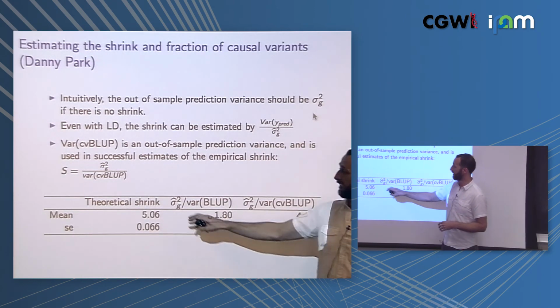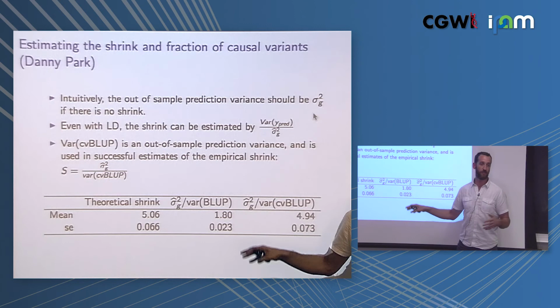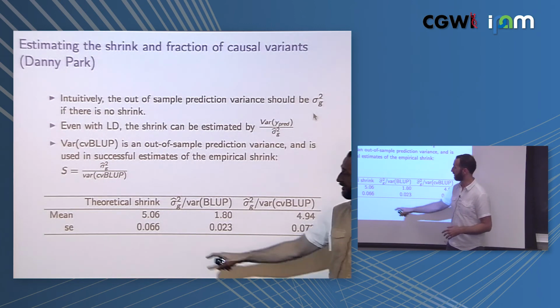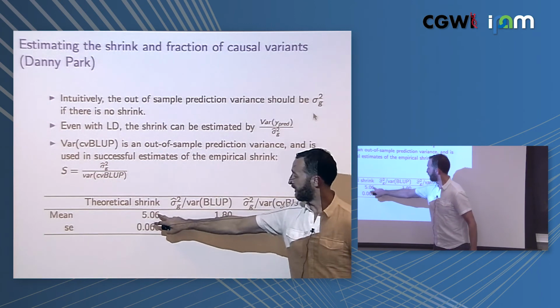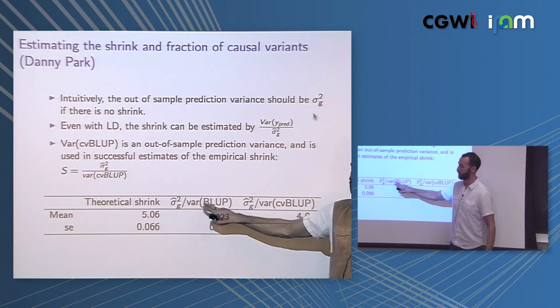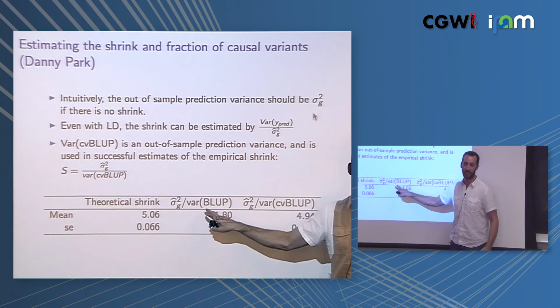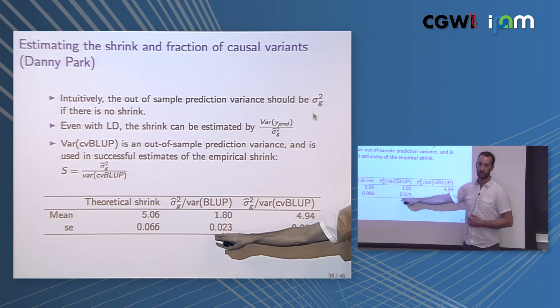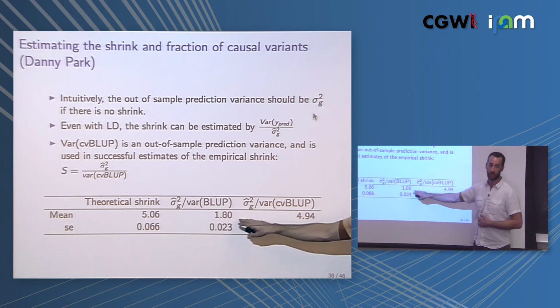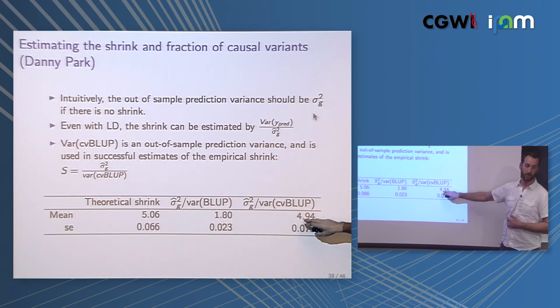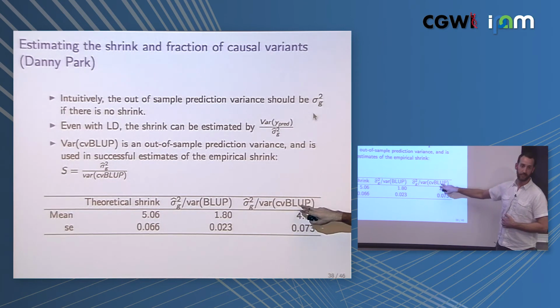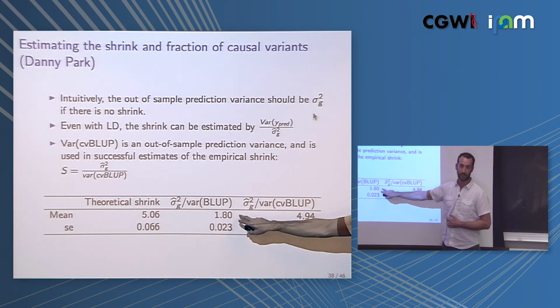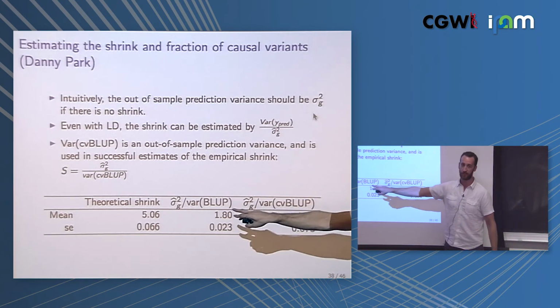And so if we do a simulation where we choose some fraction of SNPs that are causal, we have some theoretical shrink. If we look at the variance of these BLUPs related to sigma g squared, we get a poor estimate of the shrink because we're doing it in sample. But if we take our out-of-sample variance of these CV BLUPs and relate that back to sigma g squared, we get a good estimate of what the shrink was.